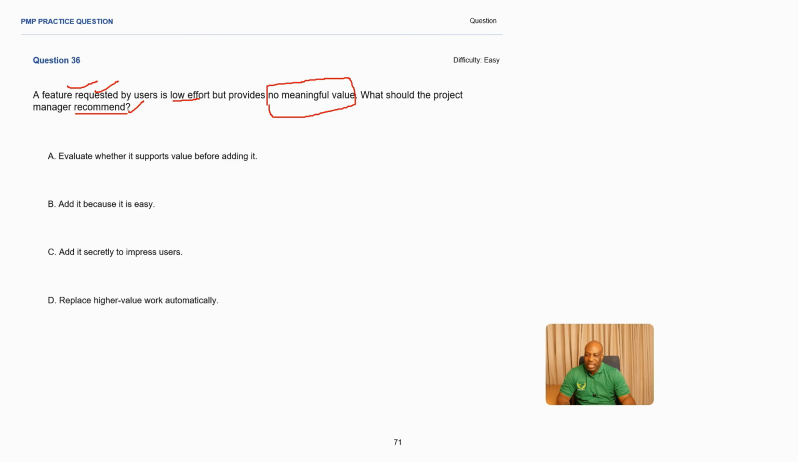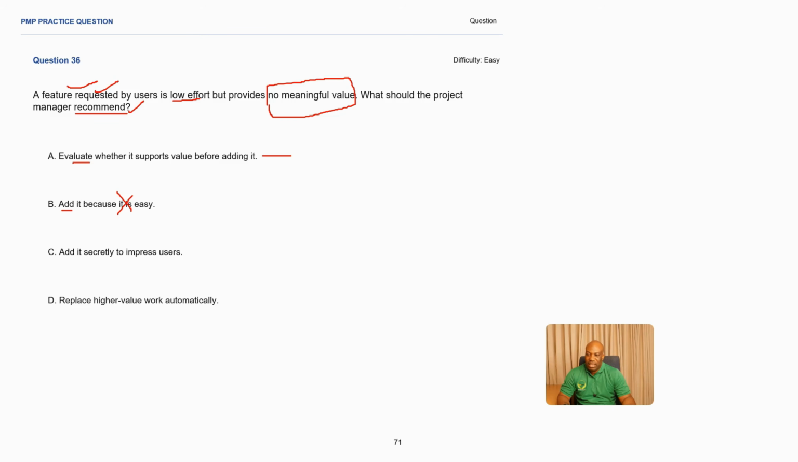Evaluate whether it supports value before adding it, okay? This makes sense. Evaluation is very important. I like the word evaluation. You're getting more information before you take action. Add it because it is easy, okay? You don't just start by acting. You need to evaluate and understand if it's going to help in this scenario, whether it supports value before you add it. So making this an incorrect answer.